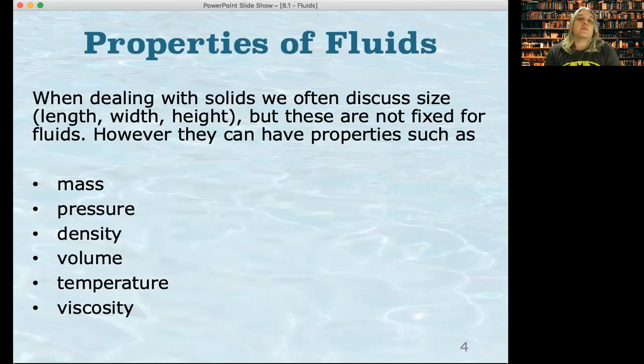But what we can do is refer to its mass, its pressure, density, volume, temperature, and even viscosity, although we won't deal with that today. But there are these different properties we can bring into it. We just can't necessarily stick with the same ones we had when we dealt with solids.